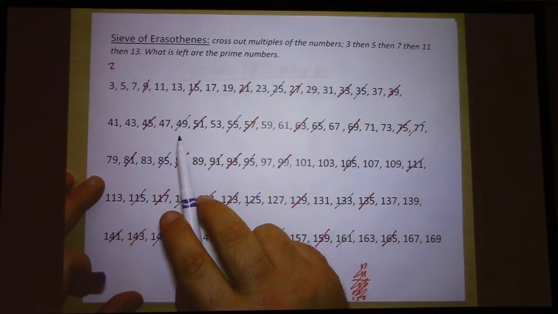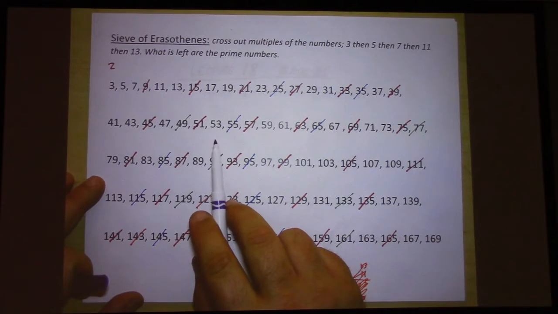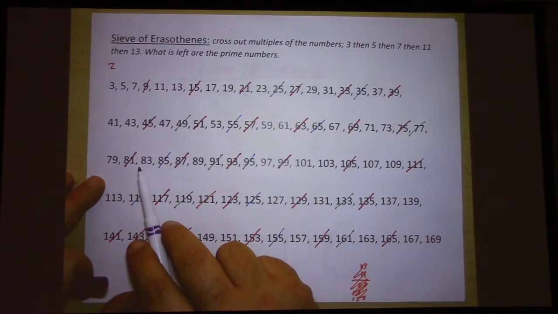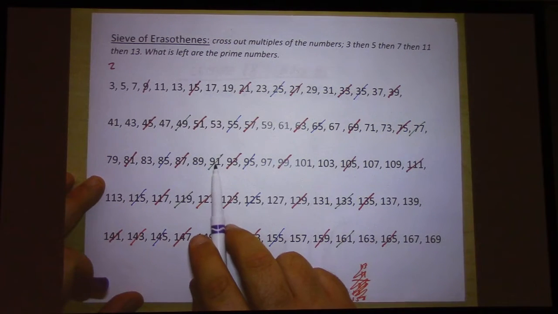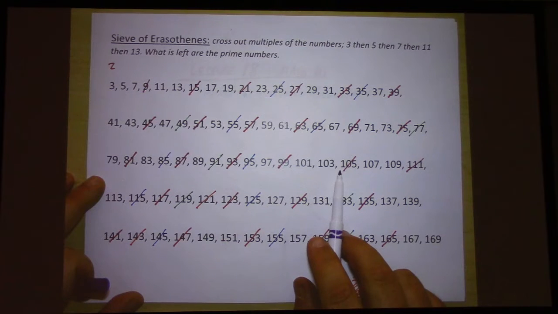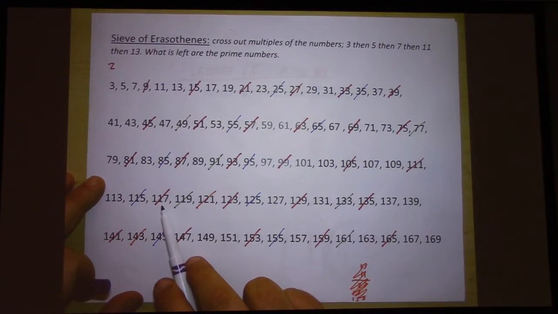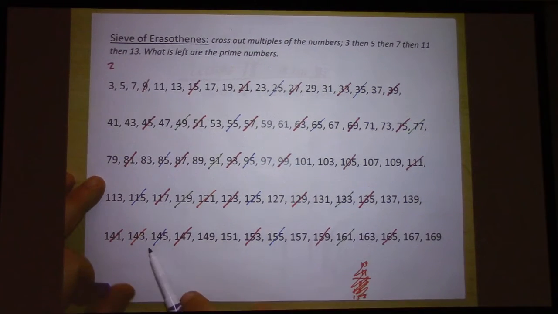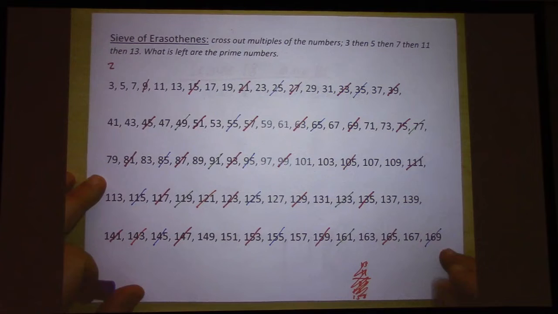4 times 13 is what? 52, add 13, 65, add 13, 78, add 13, 91, add 13, 104, add 13, 117, add another 13, 130, add another 13, 143, add another 13, 156, add another 13, 169, right? 13 squared is 169.